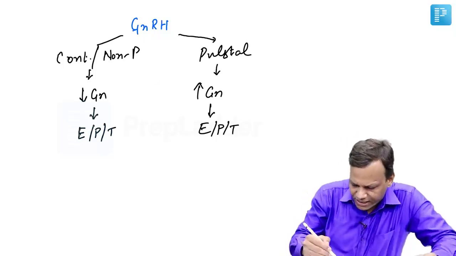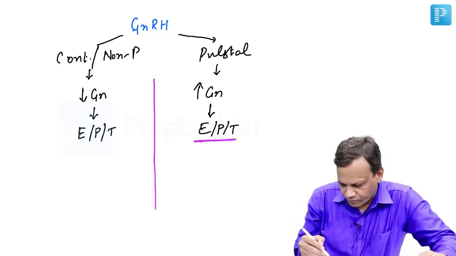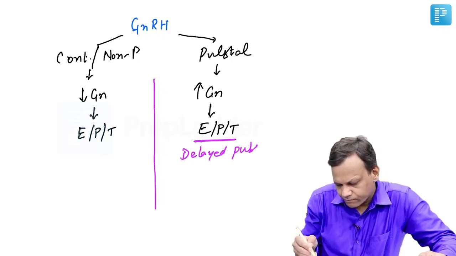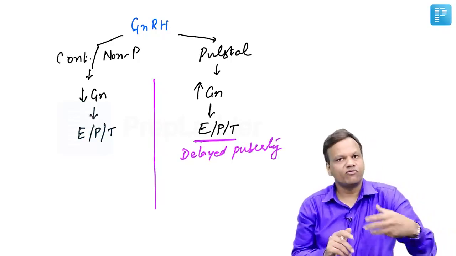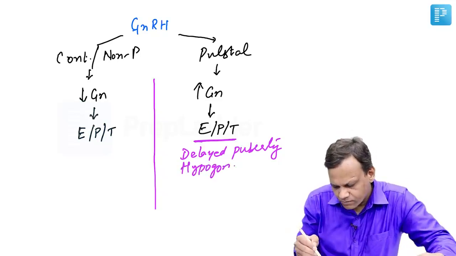So when we want to increase sex hormones, as in conditions of delayed puberty, we want to increase sex hormones. Hypogonadism, we want to increase sex hormones.